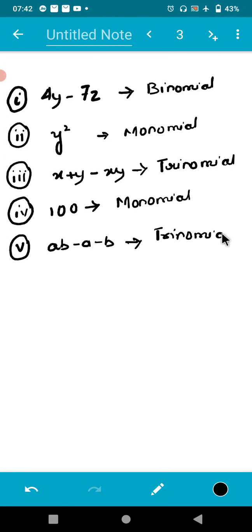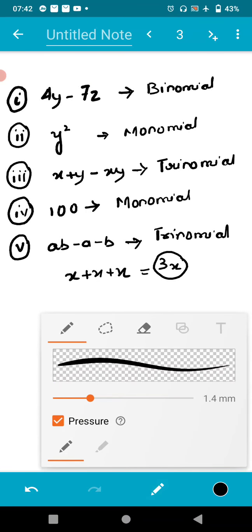Always recheck it. In the question paper, it could be like this: they can ask you, what is this, a trinomial, monomial, or binomial? So we will say it is monomial. Why is it monomial? Because these are all like terms, and we can simplify this. So x plus x plus x will give you what? 3x. You see, this is monomial. So whenever you make a judgment about whether it is a monomial, binomial, or trinomial, always recheck whether there are any like terms or not.